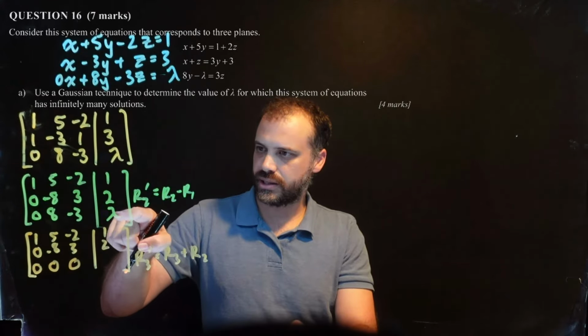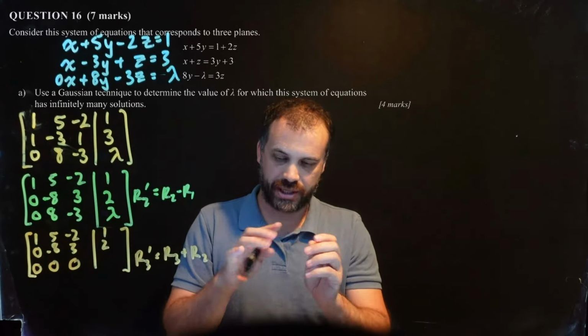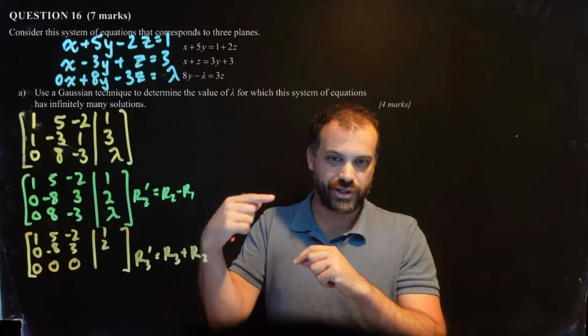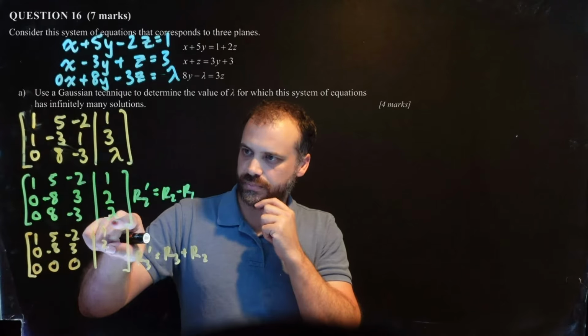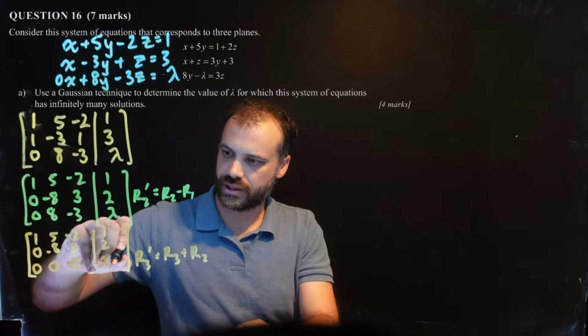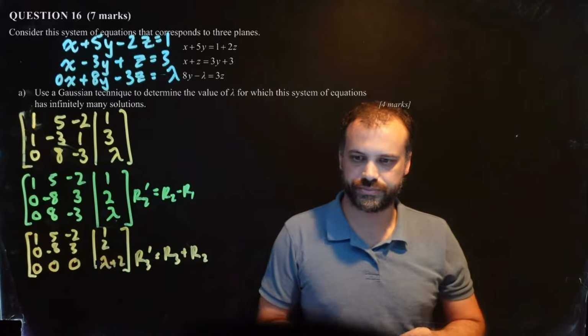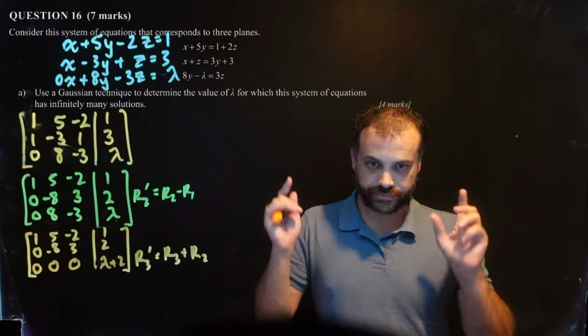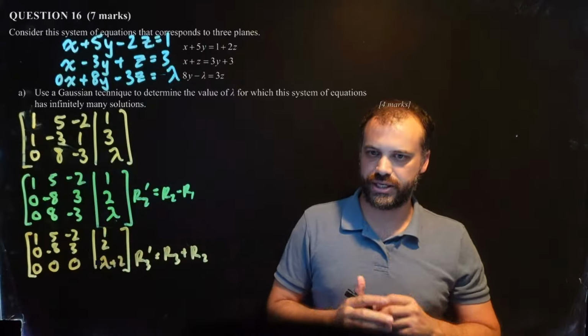And lambda, and this is where you've got to be a bit careful with variables inside Gaussian elimination. Lambda plus 2 is lambda plus 2. Okay, done. We've done our Gaussian elimination.